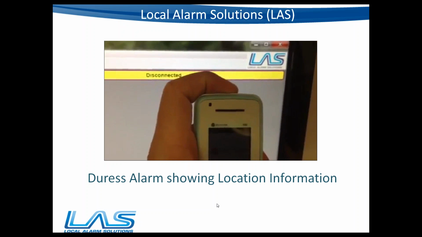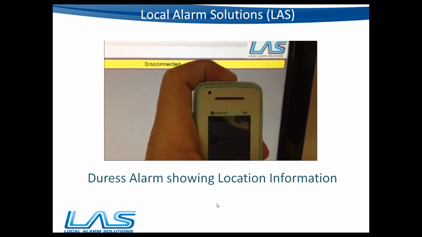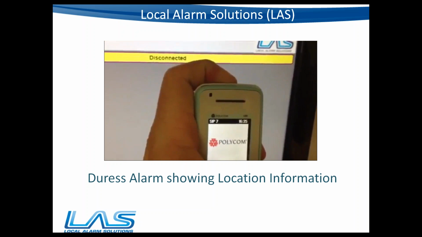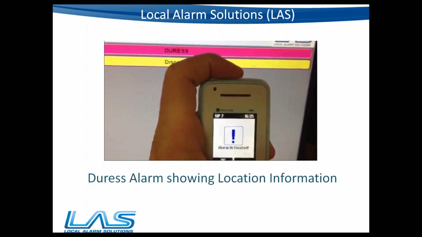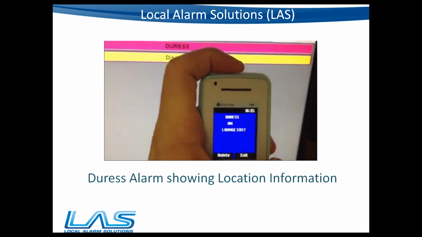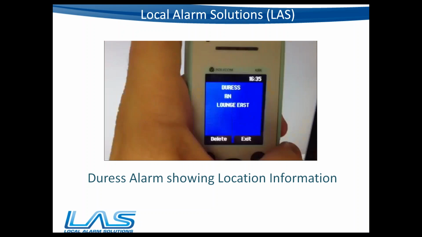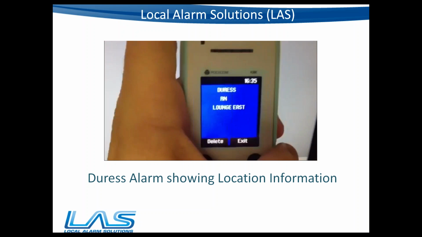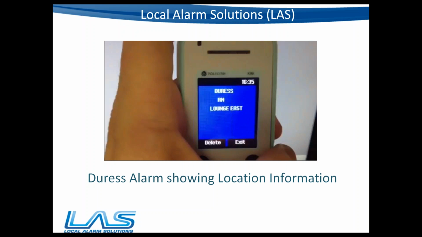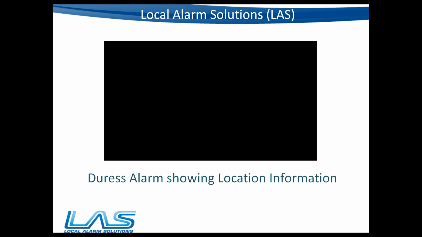Testing the LAS interface for duress on IP. Sending the alert message, the duress, and then you see the duress, the position, lounge, and the person who has depressed the button.